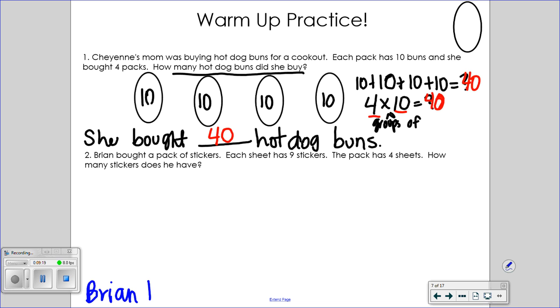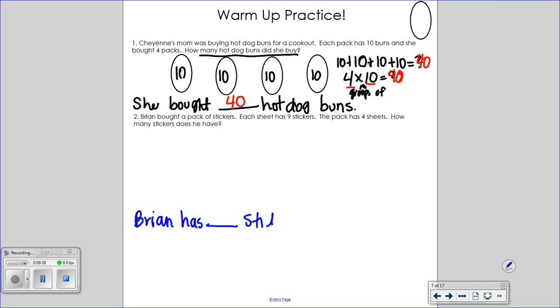Brian has blank. You could just put stickers. Yes. We don't need that word many. Stickers. There we go. Brian has blank stickers. Nice. Okay, let's try that again, because that looks a little funny. Round 2.